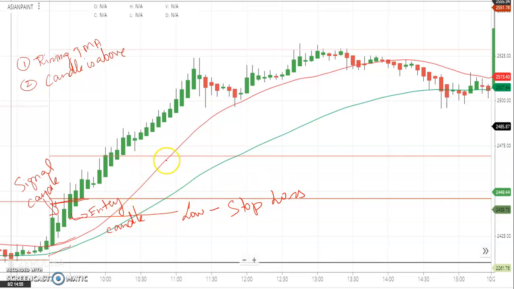Now the targets are resistance 1, resistance 2 and resistance 3. Here as you can see, this is target 1, target 2 and target 3. As you can see, target 1 was achieved initially itself, so ignore that. Now target 2, which is resistance 2, becomes our target, since target 1 was achieved. Then trail the stop loss. Then as you can see, it reached resistance 3 as well.